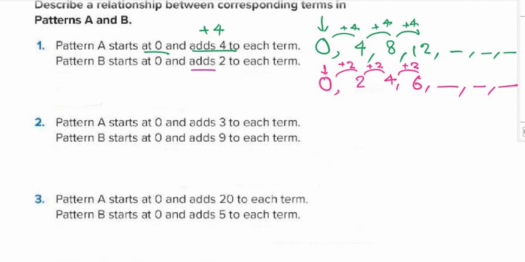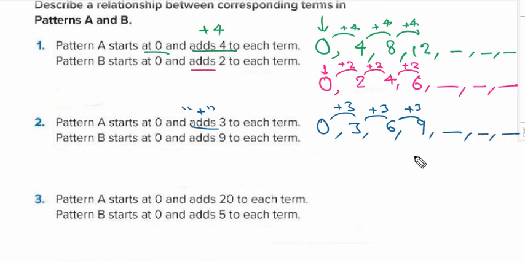Similarly, question number 2. Now in this one, pattern A starts at 0. Now here you do plus 3. Adds 3. Adds means plus. So 0 plus 3 is 3. 3 plus 3, 6. 6 plus 3, 9. Fill in the blanks.